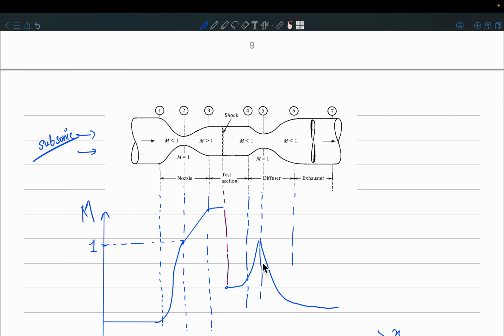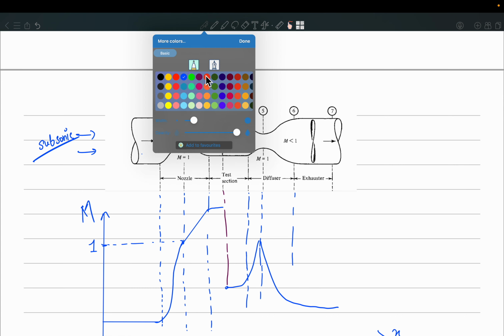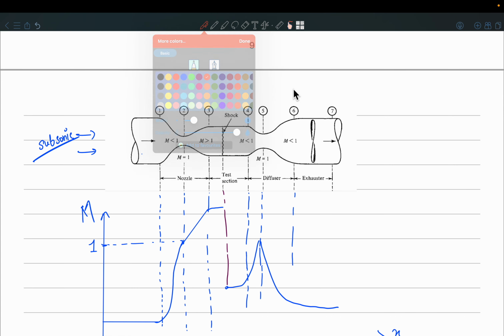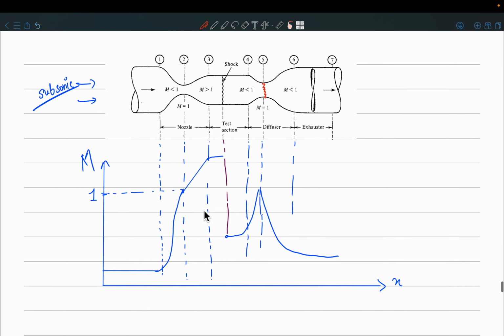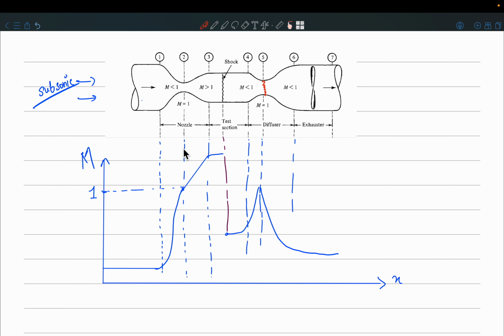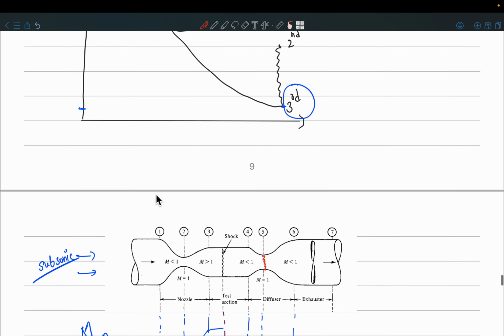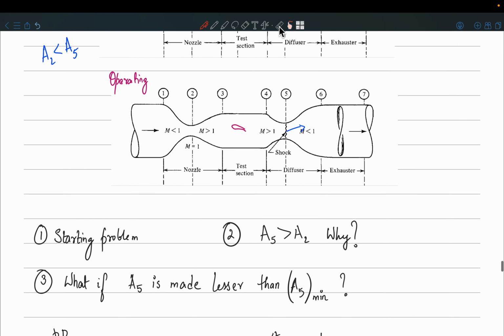So this is when it was the starting condition. What happens when the shock is actually sitting in the diffuser throat, when we have the operating condition, right? So I'll draw the shock here, and let us draw the variation of the Mach number. Or maybe I can just copy paste this diagram.